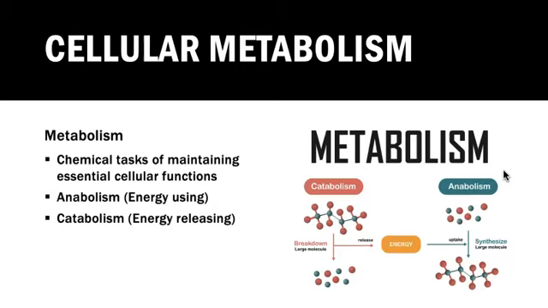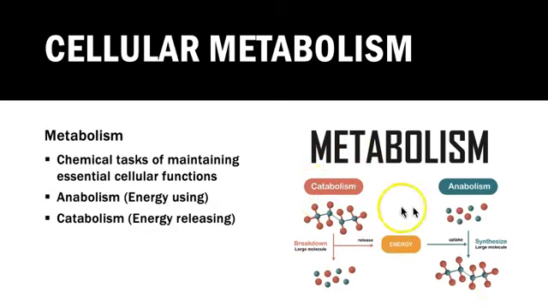Shifting gears again, let's talk about cellular metabolism. This is going to include all the chemical reactions that take place within a cell. We know that we have 2 different types. We have anabolism, which is energy using, and ana means upward. So we're kind of taking the smaller molecules and building up to a larger molecule so we can build cellular structures. The other process is catabolism.